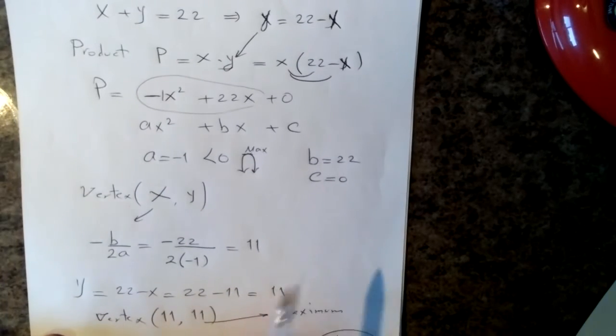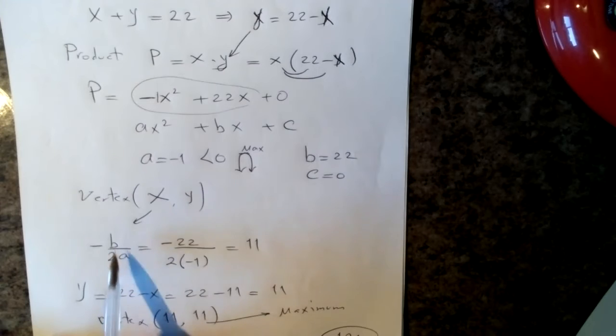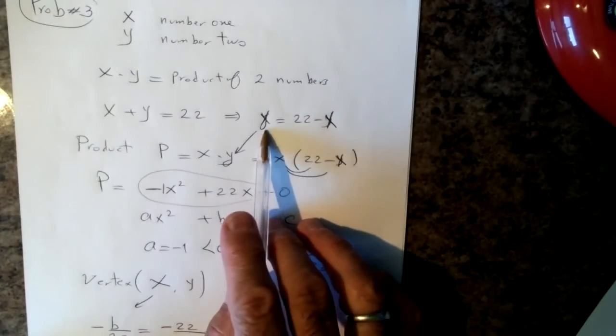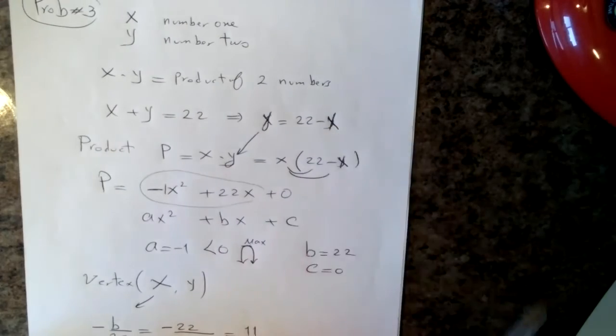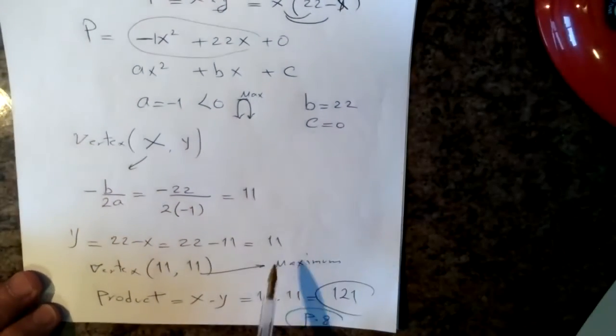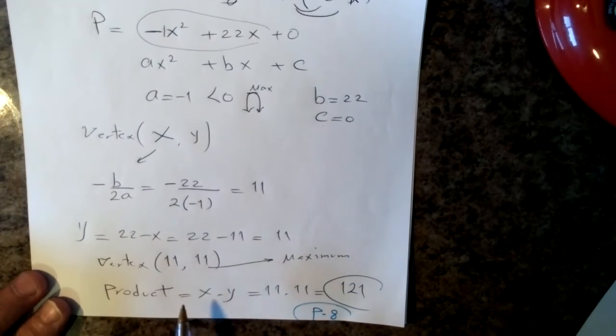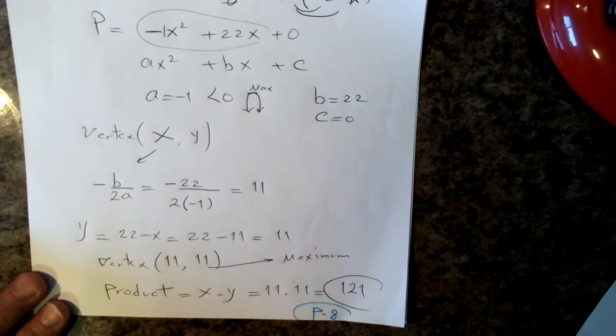Now, how do I find the x? X is minus b over 2a. B and a both are given. Substitute here. You find the x is 11. When you find the x is 11, then here y is 22 minus 11. So that gives you 11 for x and 11 for y. Both are the same. And we understand that this is the maximum. So the product would be 11 times 11, or 121.